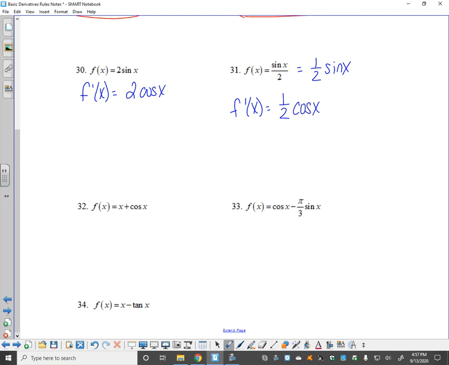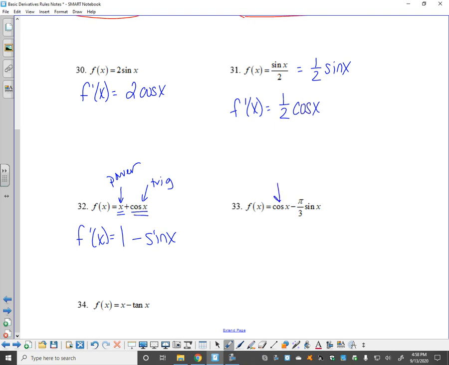All right, now 32. You've got two things going on here. You've got trig, which you just learned, and you've got a plain x, which is your power rule. So f prime of x equals, bring your power down, then subtract 1 off your power, that would be x to the 0. So that's a 1. The derivative of cosine, ooh, that starts with a c. That's going to be minus sine x. So I have two different rules in that.